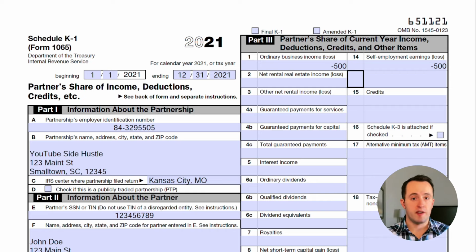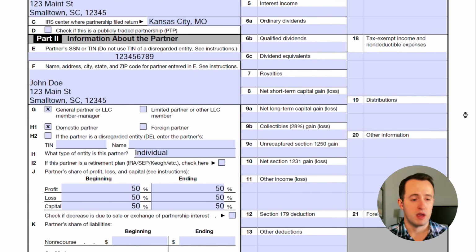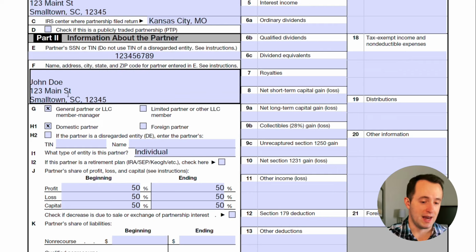If it is a 50-50 split and everything was shared, all you're going to have to change on this form to make it valid for each individual person is in E and F. Just make sure you put the correct social security number for the partner, as well as where they actually live and what their name is. And at this point, you're done with the K-1. So congrats on getting your K-1 completed for each of the members of your partnership.